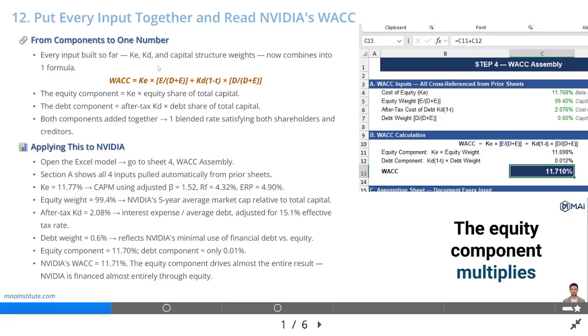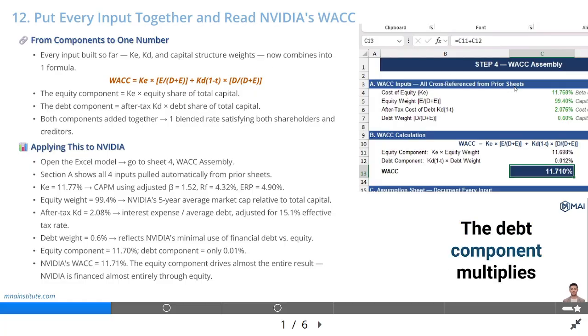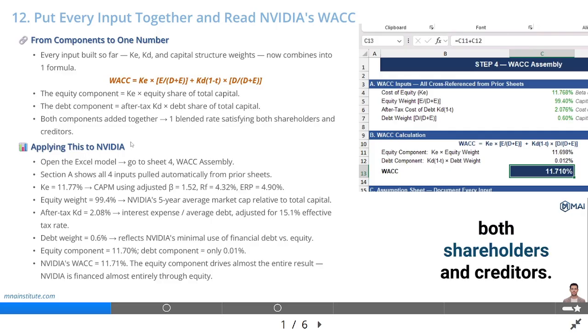The formula has two components. The equity component multiplies the cost of equity by the share of equity in total capital. The debt component multiplies the after-tax cost of debt by the share of debt in total capital. Both components are added together to produce one blended rate that represents what the entire company must earn to satisfy both shareholders and creditors. Applying this to NVIDIA.